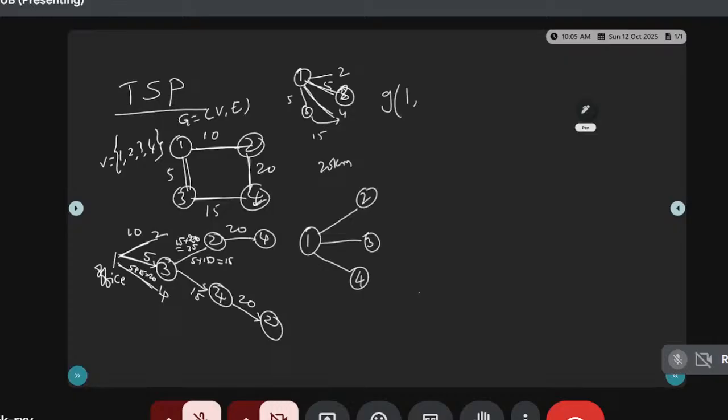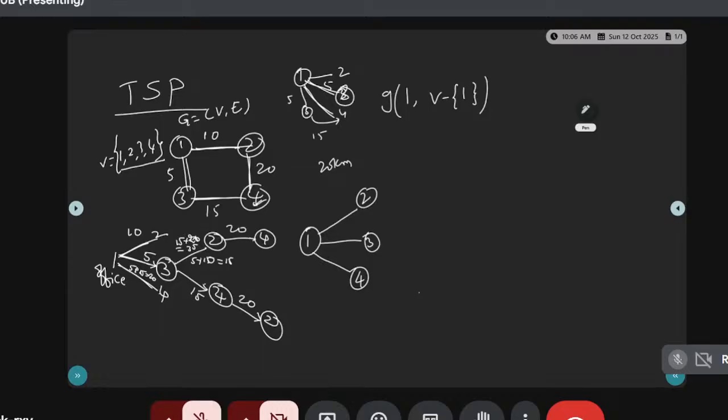So the next option is V minus 1. What is V minus 1? Of my options, I have a total of nodes 1, 2, 3, 4. In that I have removed 1 because it is already visited, already done. So except for this, I have to go to the remaining nodes next.